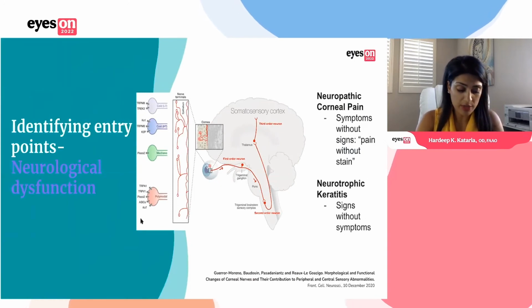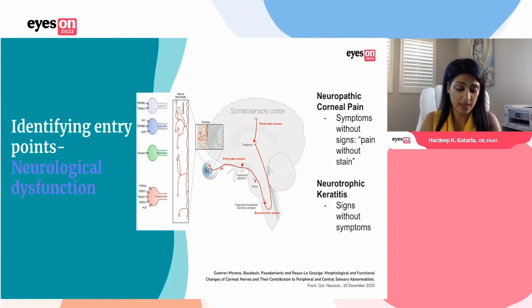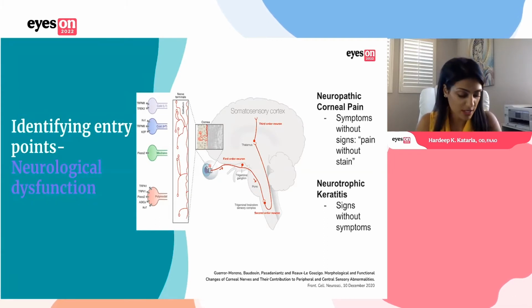Neurological dysfunction accounts for the disconnect between the signs and the symptoms. We all have these patients in our clinic who have signs but no symptoms, or symptoms without signs. And these are the challenging cases to manage, right? I mean, when things don't add up, and it's difficult to convince the patient, especially in those neurotrophic keratitis patients.